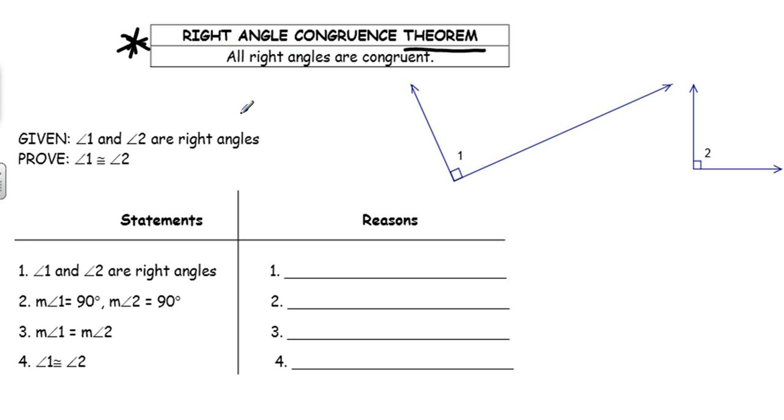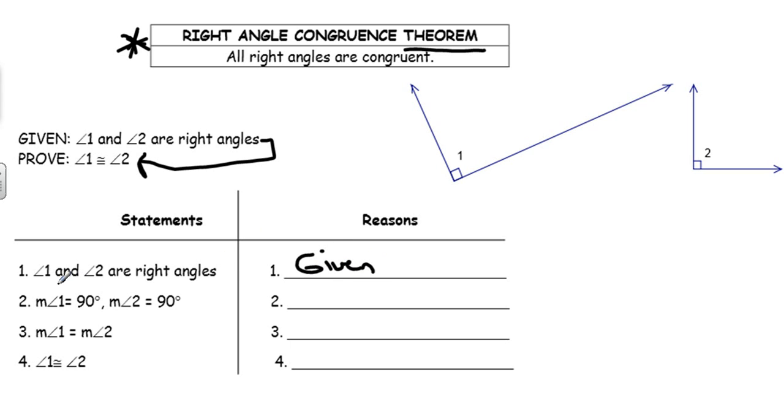And then in the future, you can just stop. You can skip steps and go from this step to this step without any steps in between, because we're going to prove it right now. So the given is that angle 1 and 2 are right angles. And we're trying to prove that angle 1 is congruent to angle 2. Well, that's pretty obvious. It seems like a no-duh kind of thing, but we are just going to do the proof. Angle 1 and 2 are right angles. That was given to us.